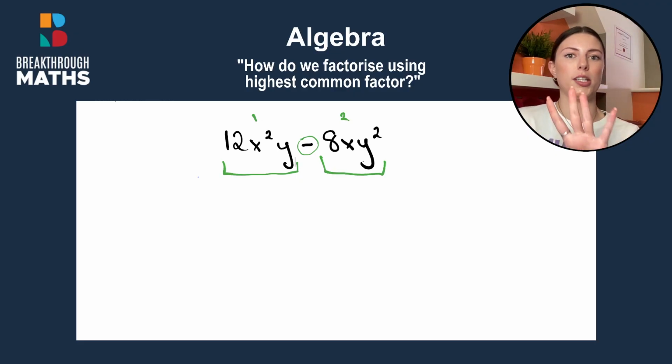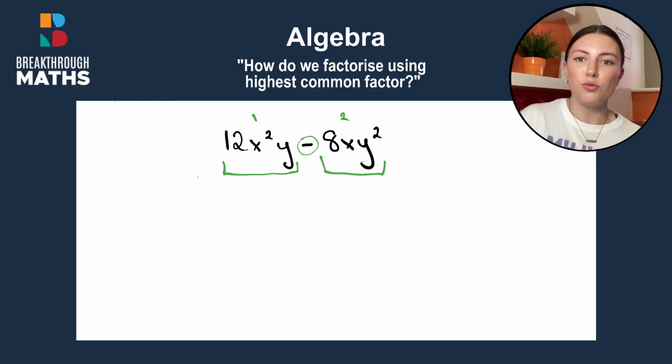Well, we know there's four types of factorizing. There's highest common factor, like we're going to do now. There's difference of two squares, quadratics, and grouping. With two terms, there are two different types of factorizing that it could be. It could be difference of two squares, or it can be highest common factor, like this one is. But how do we know whether it's difference of two squares or highest common factor? Well, that's what I'm going to show you now.